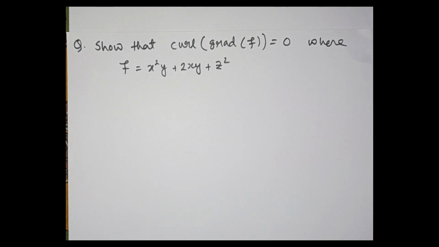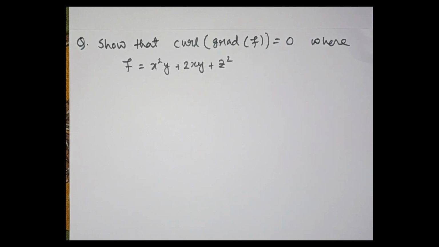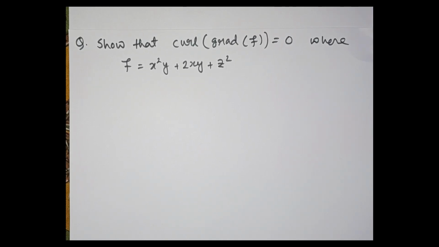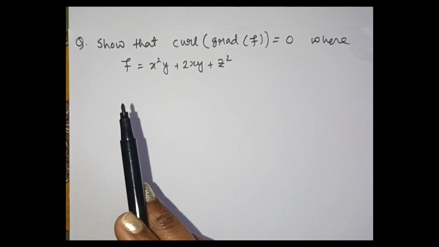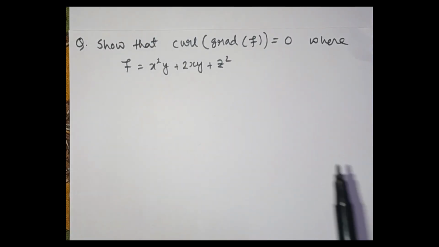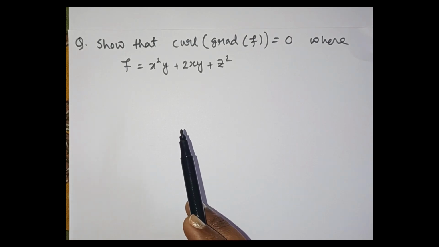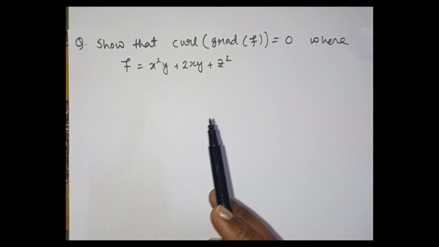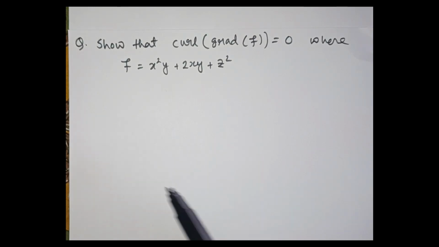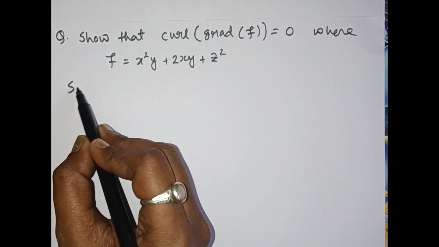Hello, today I will solve some questions of vector calculus. So the question is: show that curl of grad of f equals 0, where f is the given scalar point function x square y plus 2xy plus z square. So let's start the solution.